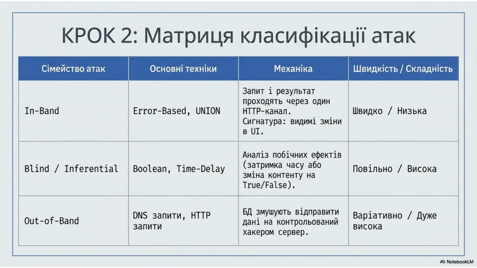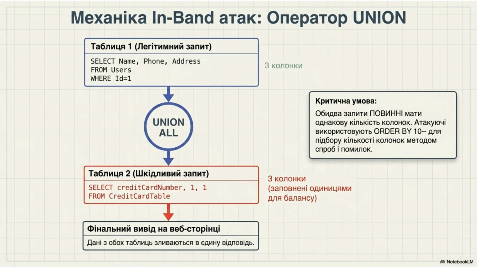This matrix classifies attacks by family, technique, and complexity. In-band attacks are fast but visible in the UI. Blind or inferential attacks rely on side effects like time delays, while out-of-band attacks force the database to send data to a controlled server. In-band attacks often utilize the union operator.